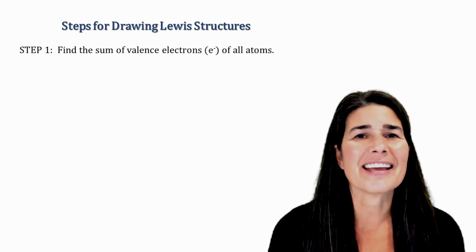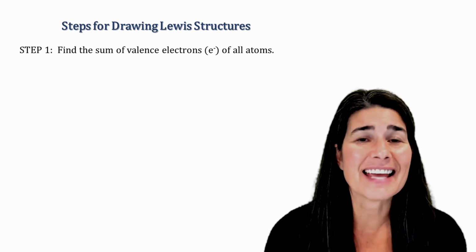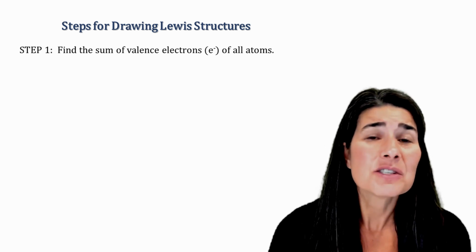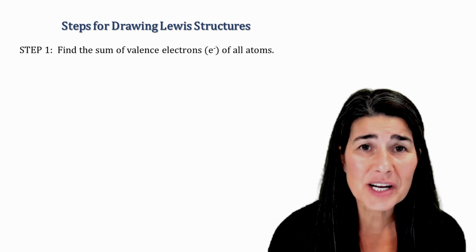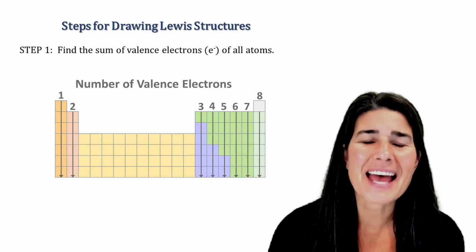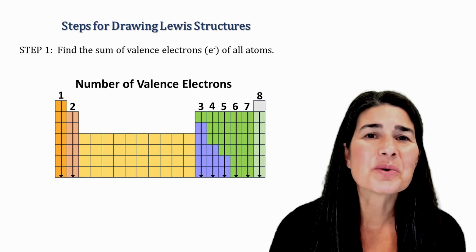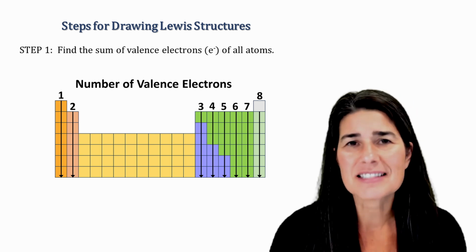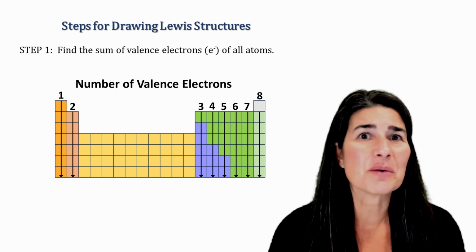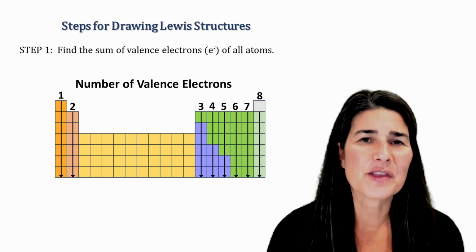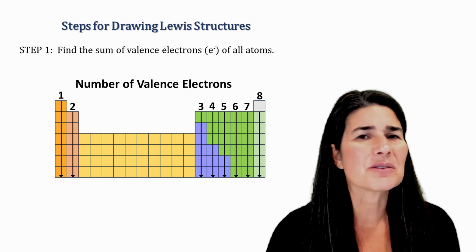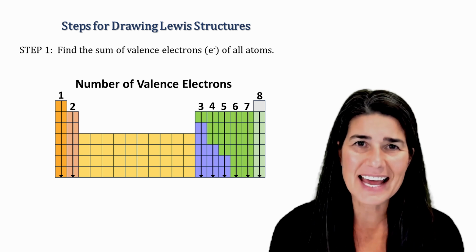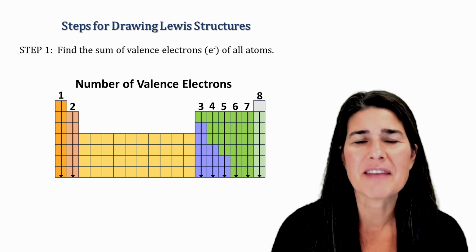Step 1 of drawing any Lewis structure is you need to add up the valence electrons from all the atoms within the molecule. Remember, the valence electrons are the same as the main group number. Group 1A, hydrogen, lithium, sodium, all of those atoms have 1 valence electron. Group 2A, starting with beryllium, has 2 valence electrons. We're going to skip the transition metals right now, and go to group 3A, starting with boron and down. That family, they all share 3 valence electrons.